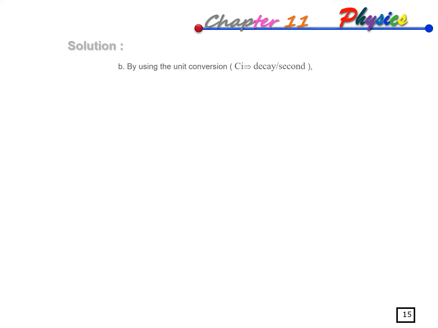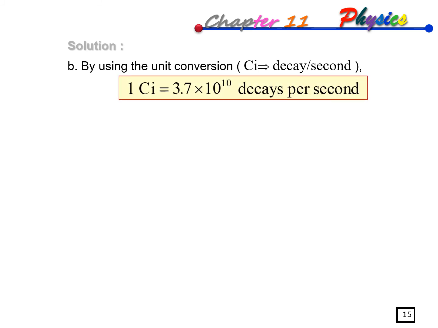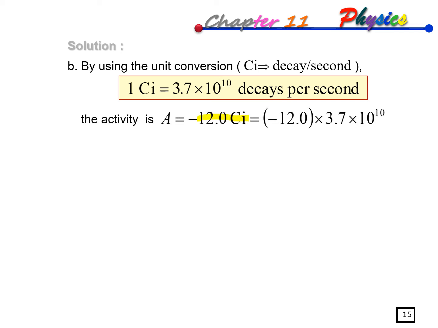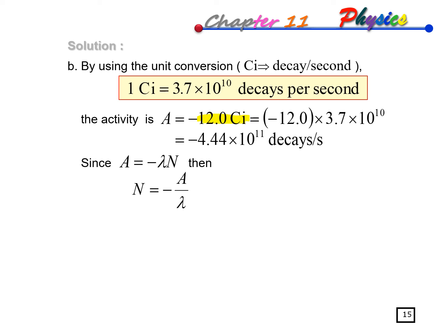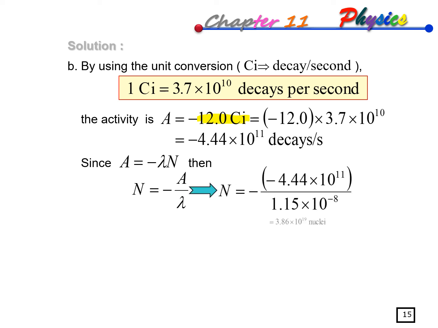And then for B, the curie we have to convert into decay per second, so use the conversion. Over here we have 12 curie, so use the conversion and we will get the decay in per second. Once we have the decay per second, the activity, we can calculate the number of atoms available. So we have 3.86 times 10 to the power of 19 nuclei.